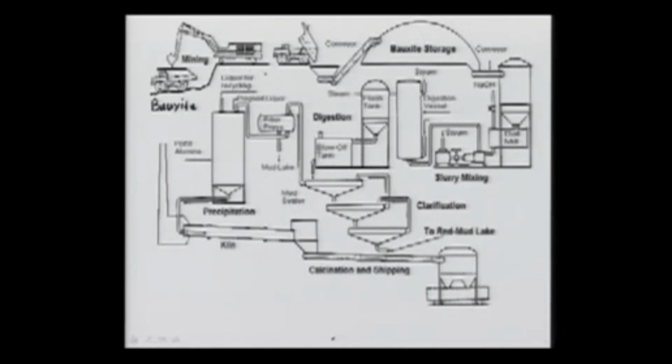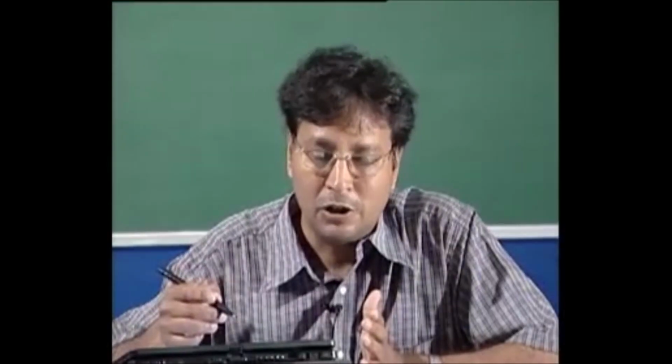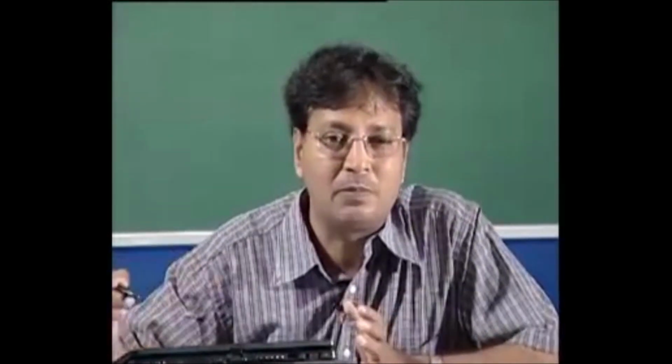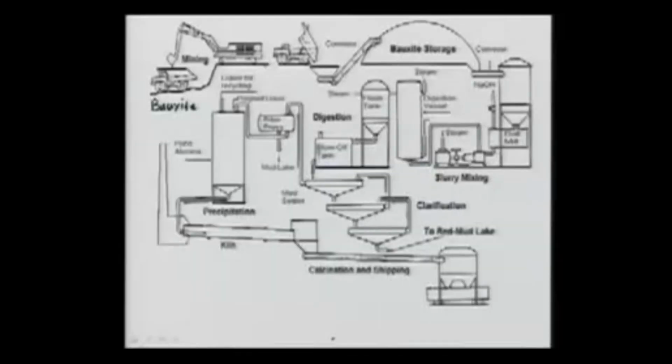Then it is transported to the alumina plant. The alumina plant can be far away from the bauxite mining area, or it can be very close to it. There are many factors that decide where the plant should come up. But let's not get into the siting of the plant; let's get into the processing.